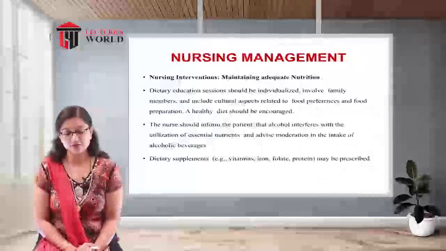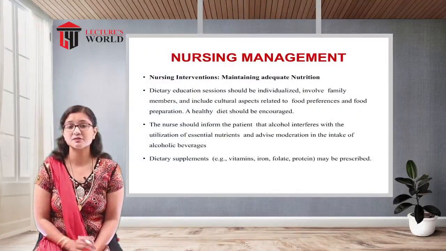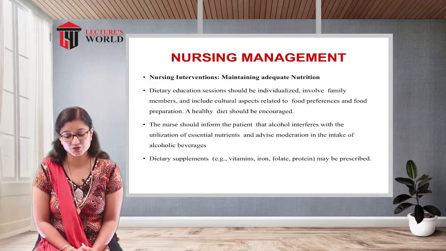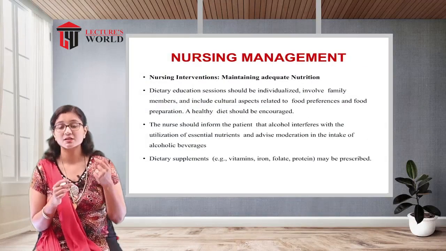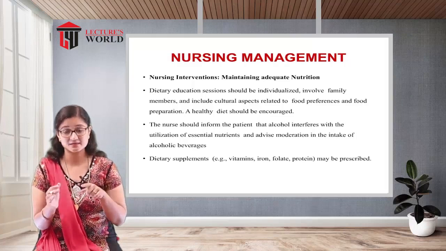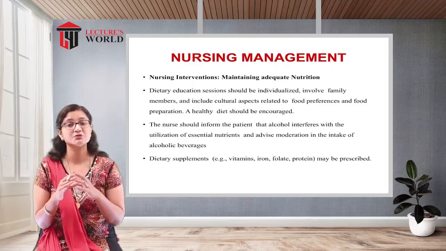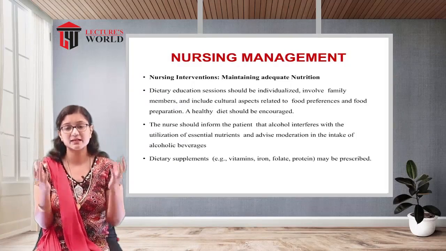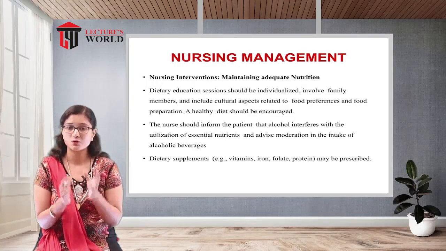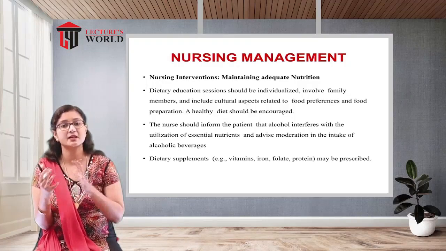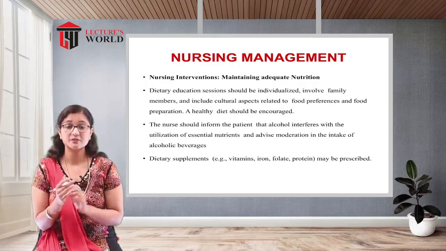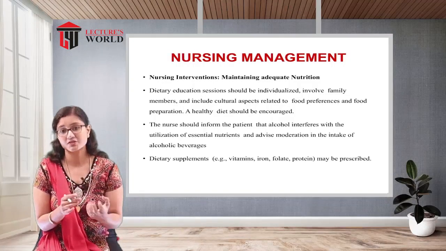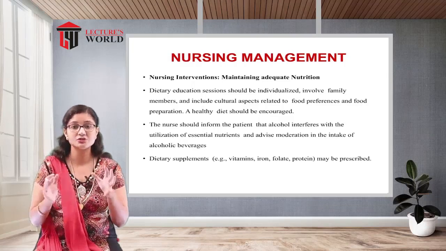Next, we'll be seeing the intervention about maintaining adequate nutrition. This is the intervention for imbalanced nutrition. So the dietary education session should be individualized. Before dietary education, we need to first assess our patient's knowledge related to different fruits, different vegetables, and different diets which have to be followed, okay. What knowledge he has, and how he thinks anemia can be treated. If he is suffering from iron deficiency, let me ask what he thinks are foods rich in iron, so that we know our patient's knowledge.